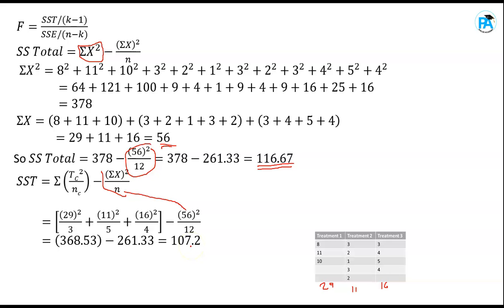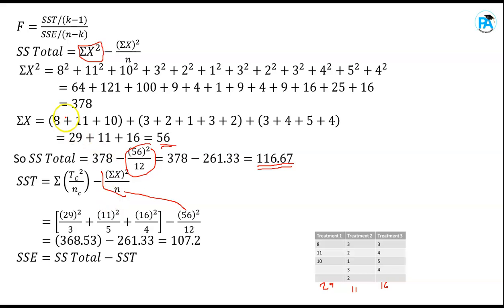I hope you are following. Then you find sum of square error. Are you following me? Then you find what? Sum of square error. To get sum of square error, please, per the method I'm using, I told you we have other methods. And in other methods, we have a different formula for sum of square error. But here, per the method I'm using, since you know sum of square total and you know sum of square treatment, you can find sum of square error by saying sum of square total minus sum of square treatment. It will give you sum of square error.